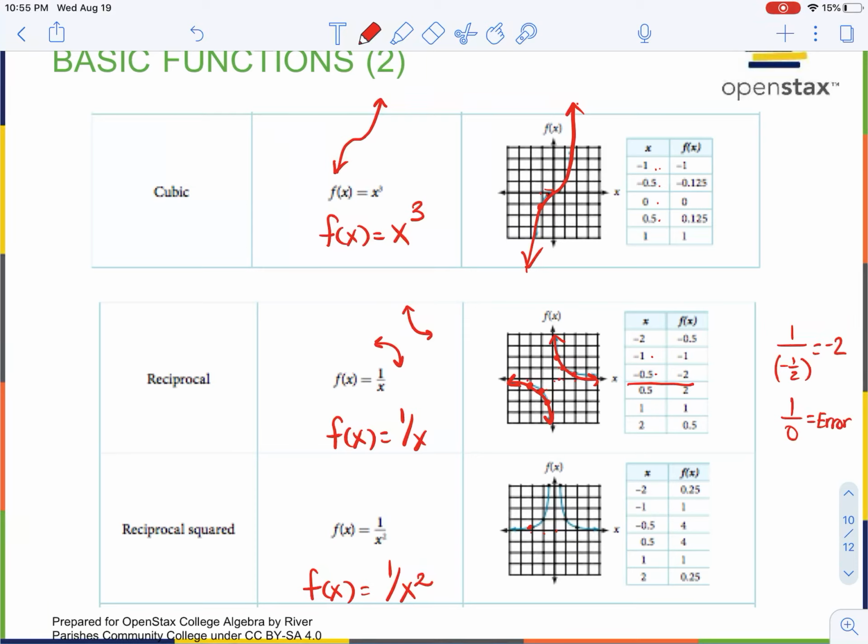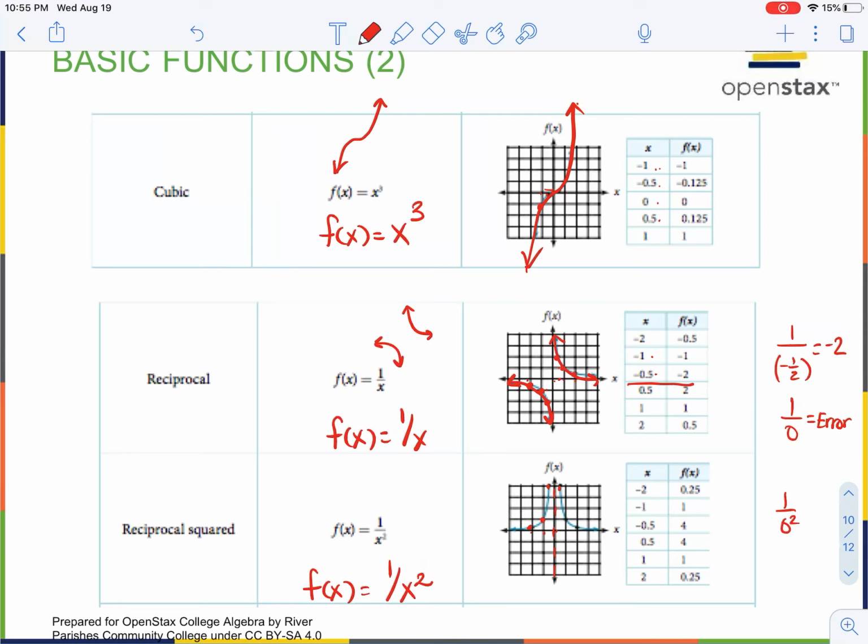1 over -1 squared. Negative 1 squared is 1. 1 over 1 is 1. So negative 1, 1. And then negative half, you'll get 4. And so you keep going, and you're going to go further and further up. But again, this is another one where you can't plug in 0. So there's this hole here. There's nothing that's going to cross the y-axis there.